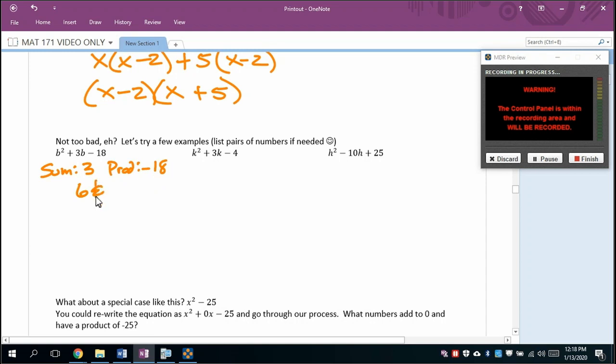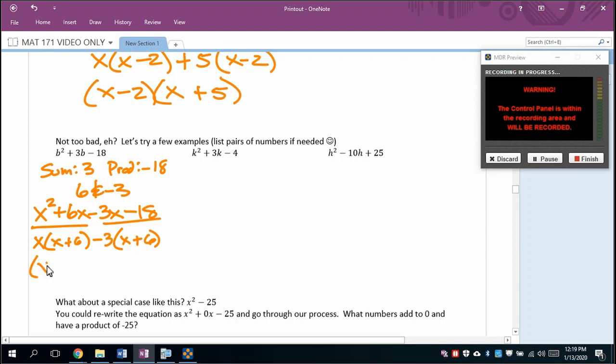So I need two numbers in this case with a sum of 3 and a product of negative 18. That would be 6 and negative 3. So I'm actually going to change this to x's, 6x minus 3x minus 18. I'm going to go through the whole factor by grouping. x times x plus 6 minus 3 times x plus 6, and this becomes x plus 6 times x minus 3.